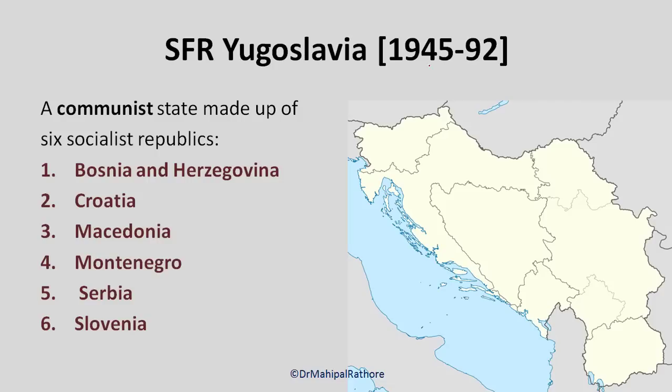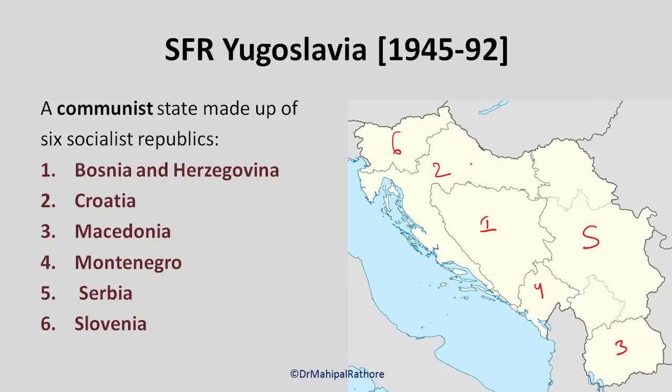SFR Yugoslavia existed from 1945 to 1992. It was actually a communist state and consisted of 6 socialist republics. So just like USSR, where there were different socialist republics, here also there are 6 republics. The first is Bosnia and Herzegovina. Second one is Croatia. Third is Macedonia. Fourth is Montenegro. Fifth is Serbia. And sixth is Slovenia. So these are the 6 socialist republics.